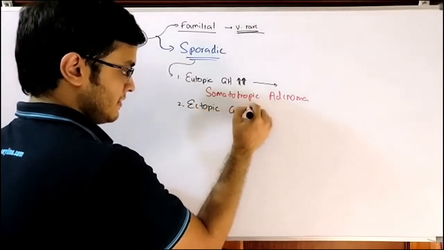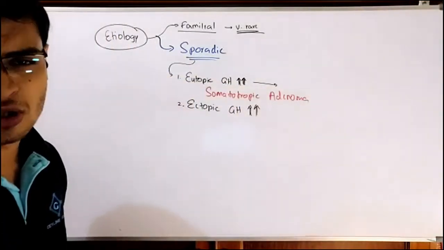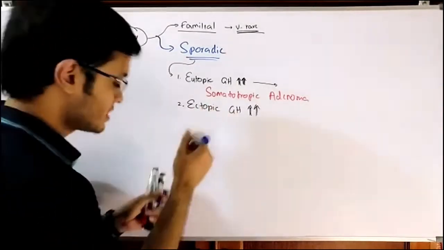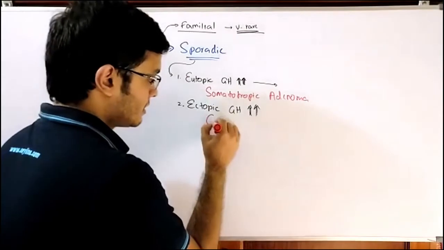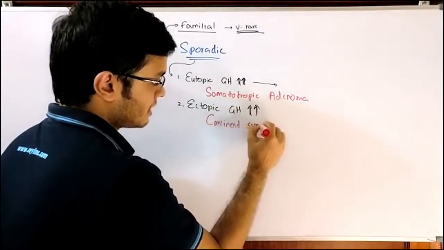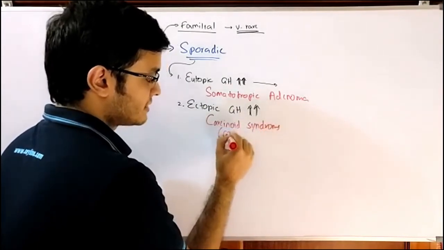The second one, guys, is ectopic growth hormone. That means from some other site, growth hormone is being produced. This one is rare. This one is extra-pituitary causes. The example we have is carcinoid syndromes, especially of the gastrointestinal tract.